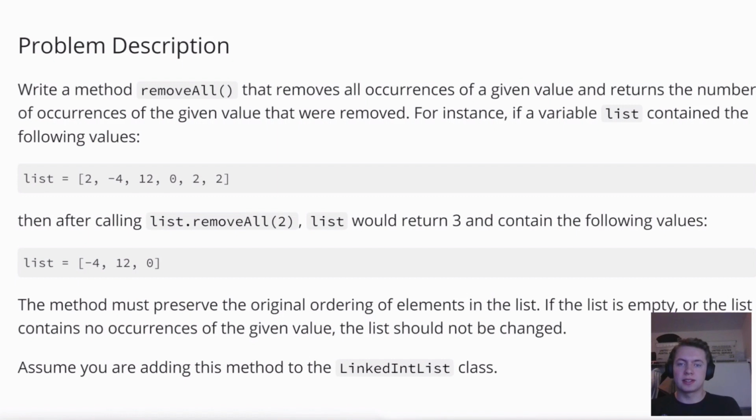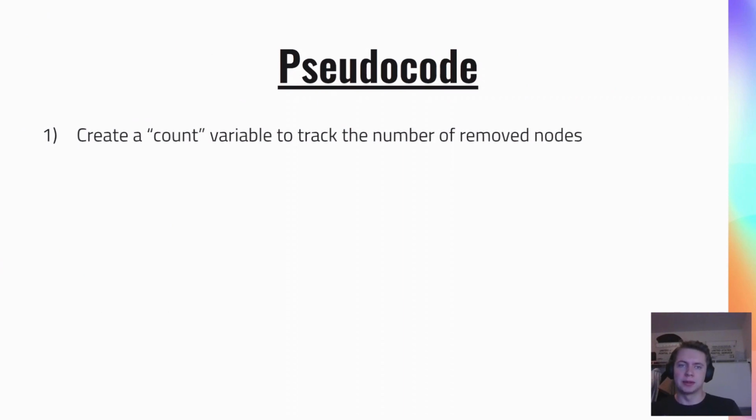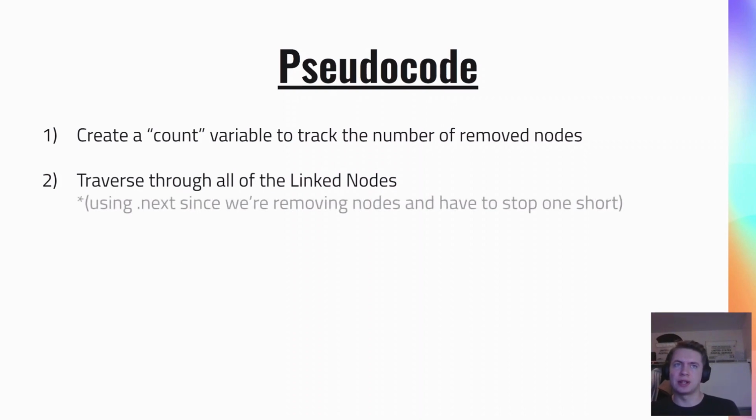Before we begin, let's pseudocode this to give us a foundation off which to build our program. So right off the bat, we're told that we have to create a count variable to track the number of removed nodes. Let's add that to our pseudocode. Next, we probably know that we're going to be running over the entirety of our linked list. So traverse through all of our linked nodes, and we know how to do that using our while loop. However, this is a modification problem, so we have to compare .next in order to stop one early to remove nodes as needed.